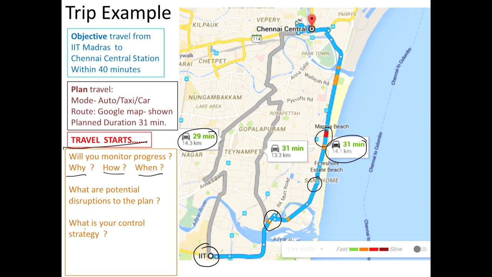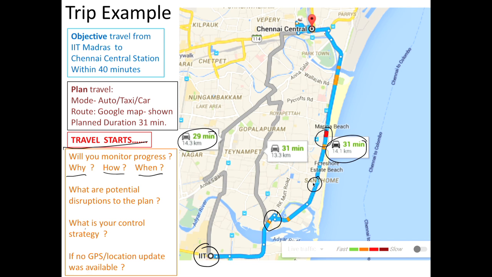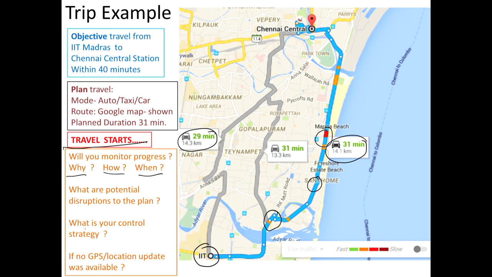Let us say I reach, you can see Santhom is here, I reach Santhom and I have already spent 25 minutes. I have only 15 more minutes to get to Chennai Central. Now, how would I establish some kind of control on this? Maybe I can choose a different path, or I might have to go faster. In this particular situation, there doesn't seem to be any other strategy. I either have to choose a different path or go faster. So, these are the control strategies for this particular situation.